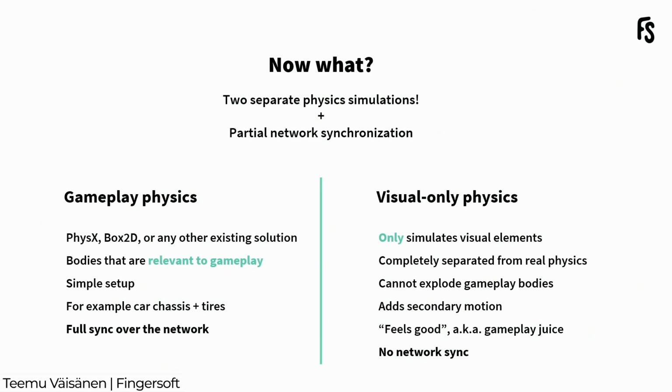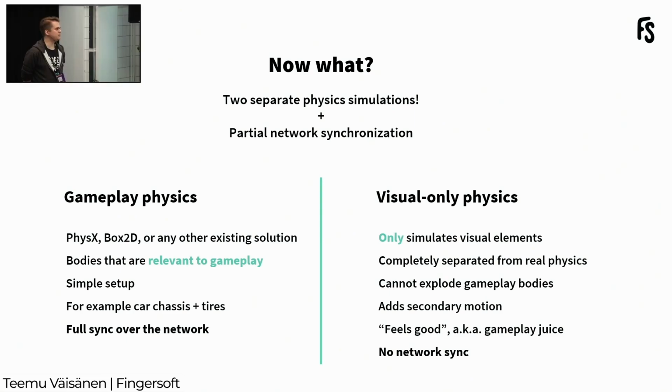simulation. And then the new part is going to be the visual only physics. The idea here is that we only simulate the visual elements on this side of things. So this would be all the flappy stuff that you saw, for example the antennas and the camera on top of the moonlander, and stuff like that. This is completely separated from the actual real physics, completely decoupled from that one. And what it means is that there's no way that the visual part of the simulation can explode the gameplay physics side of things. And that's the goal that we originally wanted to achieve.